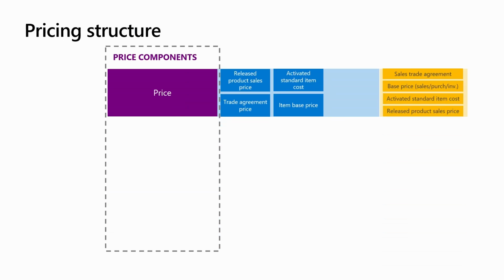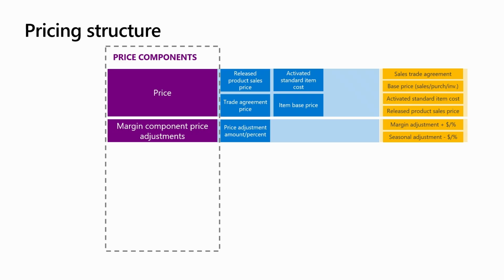In the price structure, the price determination logic has been built to make sure that we can have multiple sources for price, and the final price is determined based on priority. The price can be sourced from a trade agreement, and if a trade agreement does not exist, the base price is applied. The base price is based on the purchase or standard cost of an item, or the default price specified on the item master.